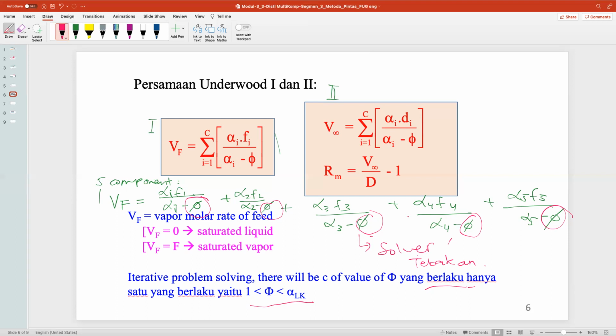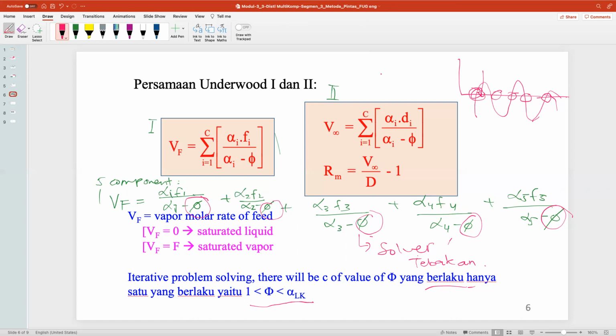If you remember about Newton-Raphson and so on, for example, this is an equation and there may be 5 values of C that satisfy it, but you only want the one close to your guess. So your iterative assumption should start between 1 and the light key alpha.